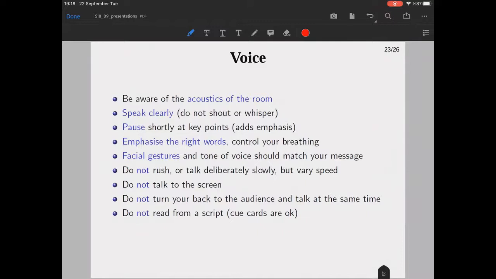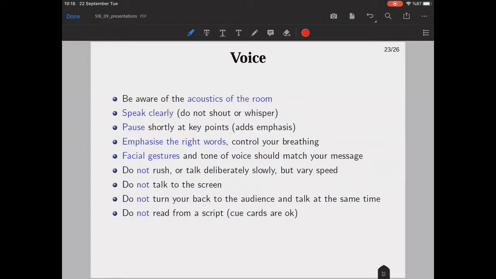And the voice. Be aware of the acoustics of the room, because it may disrupt the sound spread, and speak clearly. Do not shout or whisper. Pause shortly at key points. It adds emphasis. And emphasize the right words and control your breathing. I know that this is not easy. Maybe you can record yourself like I do now and listen to it later for practice.